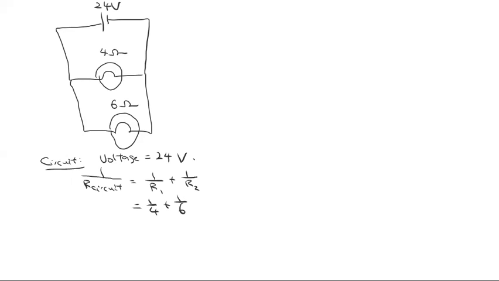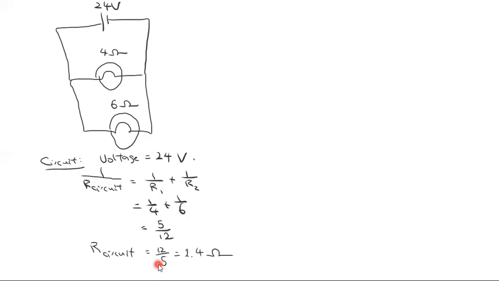And what does that give you? Once you add them together, you get 5 over 12. And then what's the resistance of the circuit? The resistance of the circuit is 12 over 5, or if you like, 2.4 ohms.